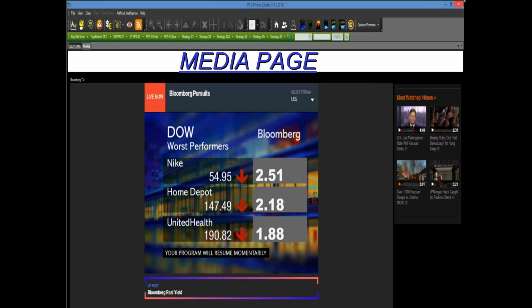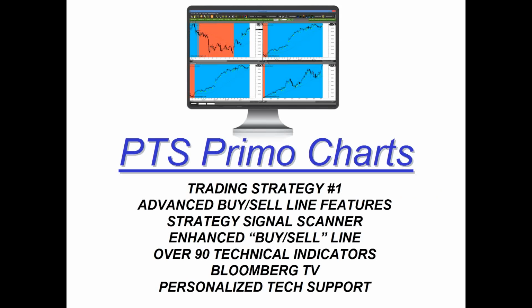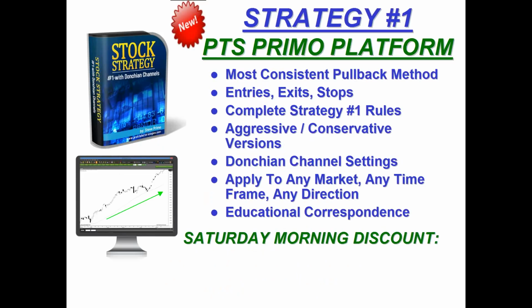And then lastly, this all comes with personalized tech support. If at any time there's an issue with the actual platform or pulling up a chart or the scanner, we'll be there in a matter of moments to resolve it for you. Okay? So you're going to get strategy number one along with 6 months of the PTS Primo charting platform. This is our most consistent pullback method. You're going to get all the entry, exit, stop placement rules. You're going to get the aggressive as well as conservative versions of how to trade it. This comes with the complete Donchian channel settings. It can be applied to any market, any time frame, any direction.